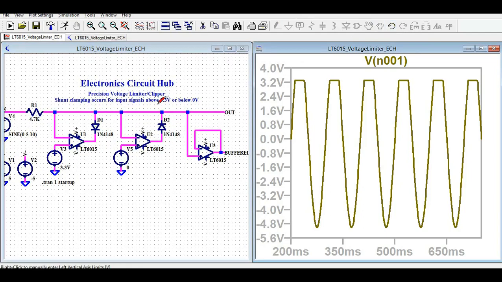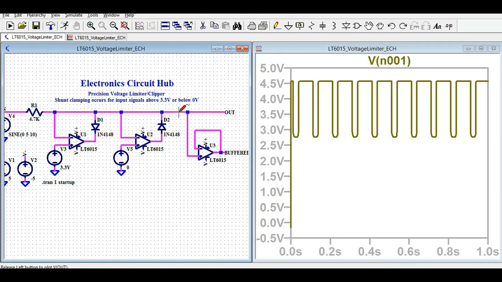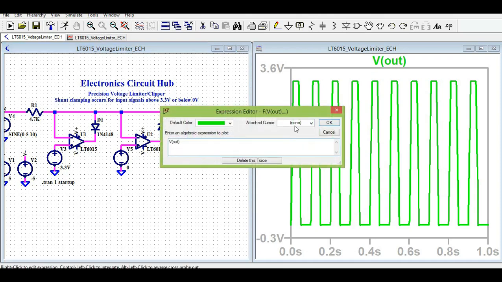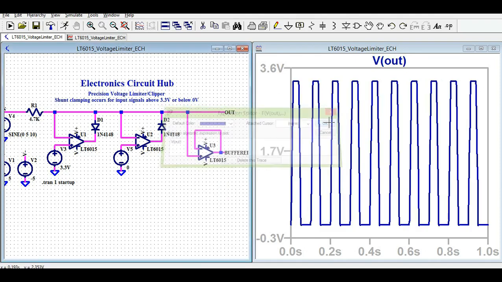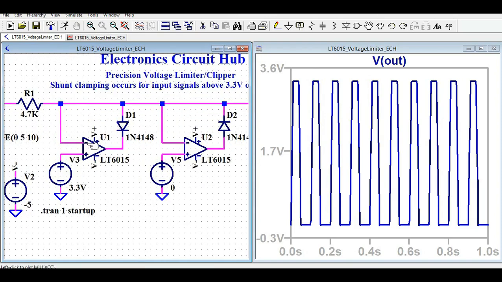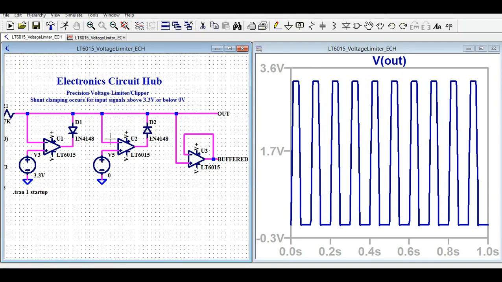Now let's connect our second stage and see the output of the second stage. Once I connect the second stage and run the simulation, what signal you can see here is both positive and negative signal, with a positive signal amplitude of 3.3 volt, and the negative signal amplitude you see here is 0 volt. That means your first stage is clipping the signal above 3.3 volt, and your second stage, U2, is clipping the signal below 0 volt.